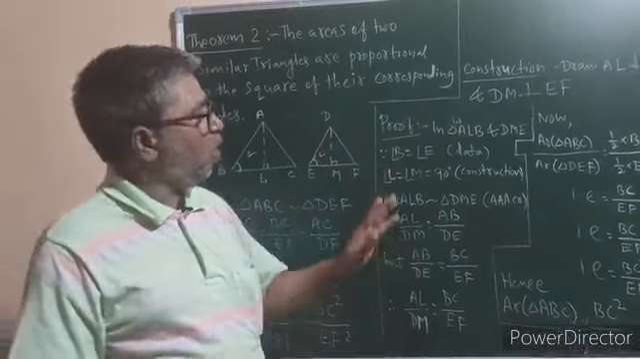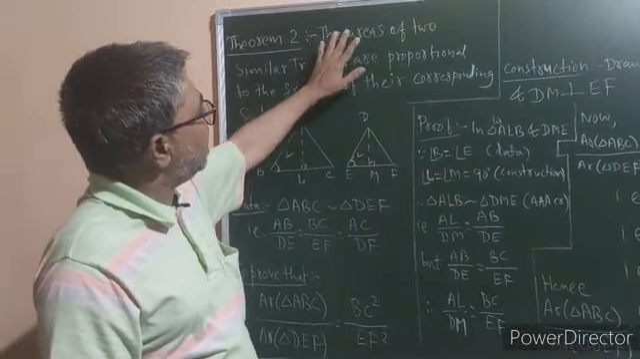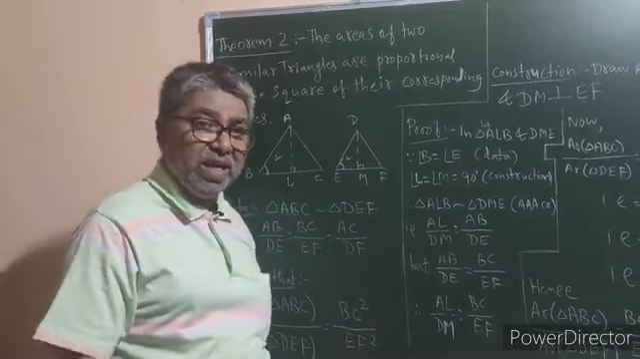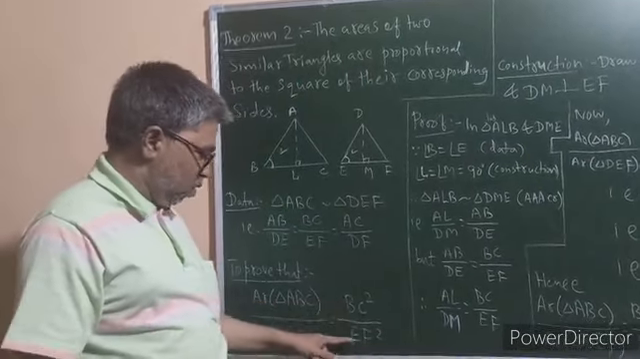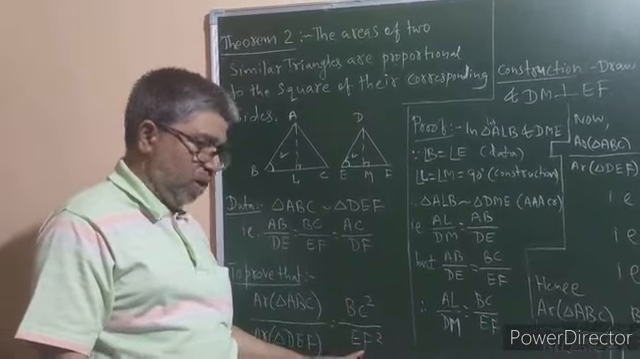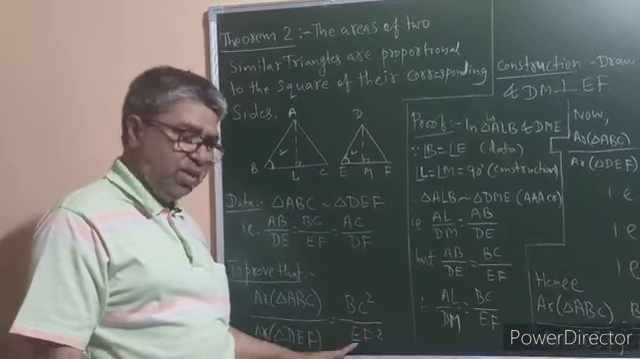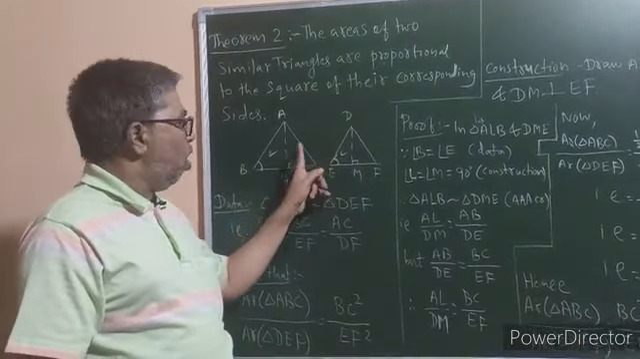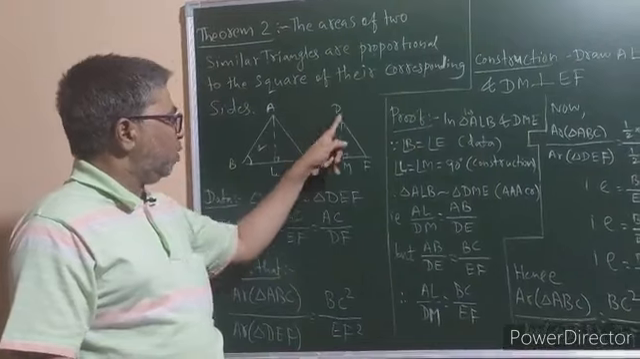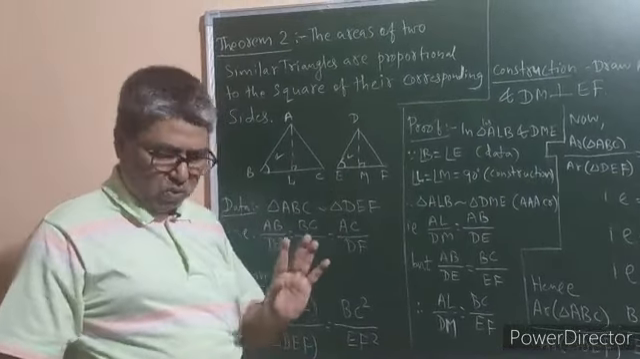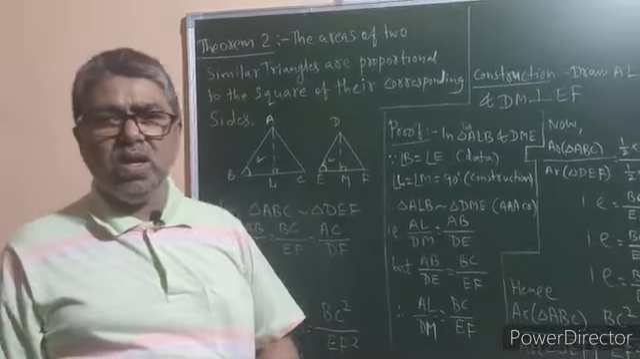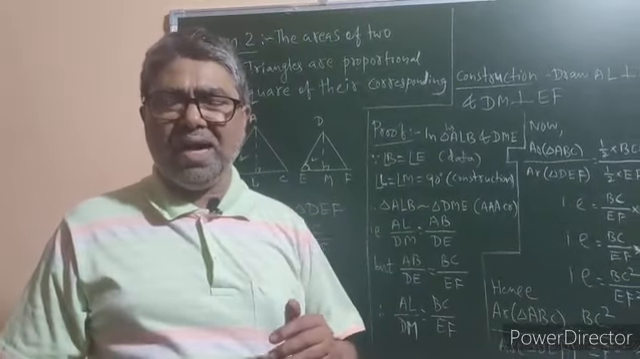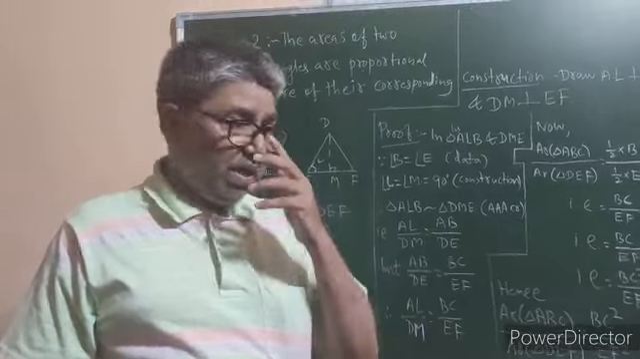This is how we prove the theorem: the areas of two similar triangles are proportional to the square of their corresponding sides. In place of BC square upon EF square, you may take AB square upon DE square also, or else you may go for AC square upon DF square also. This is a very important theorem. Please learn this theorem. It carries 4 marks in your examination.